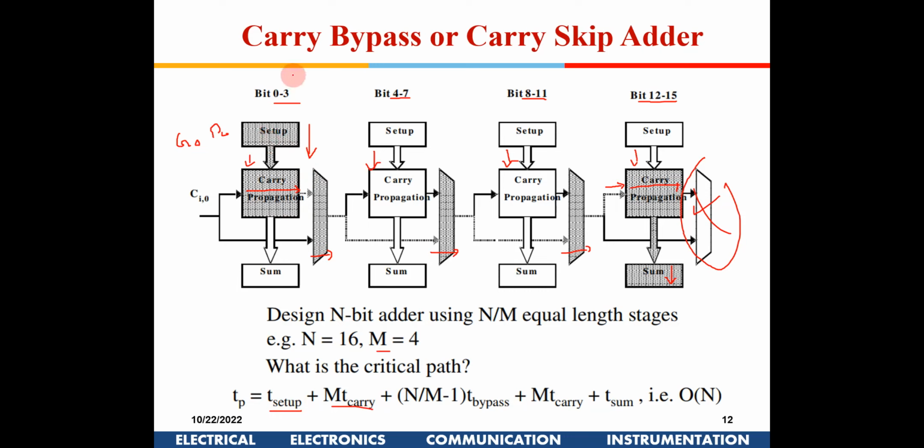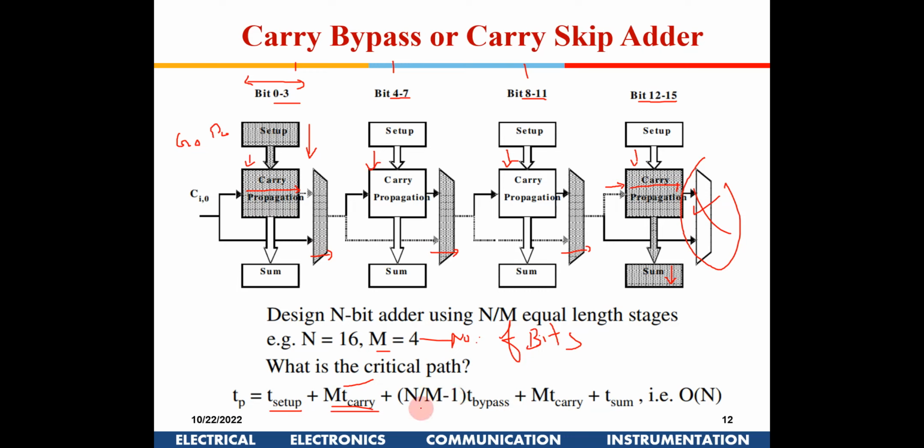What is M? M is the number of bits in each stage. Since it is a 4 bit, so 4 M carry is there, right? And then this bypass, how many bypass will be required? In this case, you can see there are 3 required. Total number of bits is 16, and each stage there are 4. So 16 divided by 4 will be 4, minus 1 is 3. So you see 3 are there.